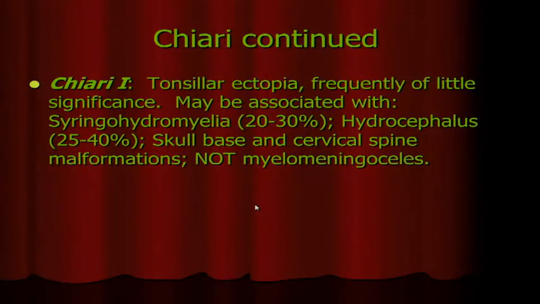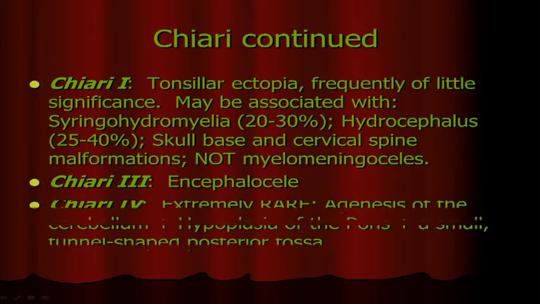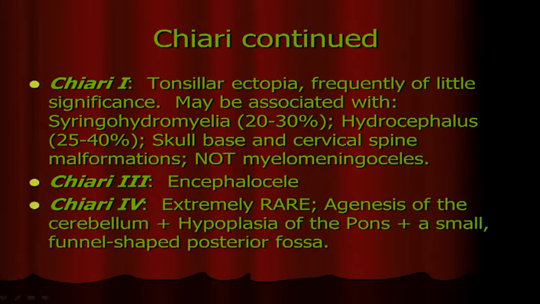Chiari-1 is just like we said, tonsillar ectopia, frequently of little significance, maybe associated with a syrinx. They can get hydrocephalus, and they're not going to have spinal abnormalities. And I told you that they sometimes will have to cut part of the back, inferior part of the occipital bone out. Chiari-3 has the encephaloceles. Chiari-4 is a real rare thing. It has agenesis of the cerebellum and hypoplasia of the pons and a small funnel-shaped posterior fossa. That's extremely rare. I've never seen that.